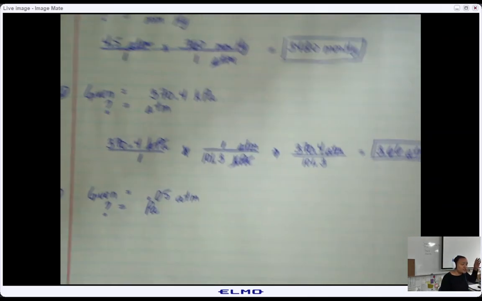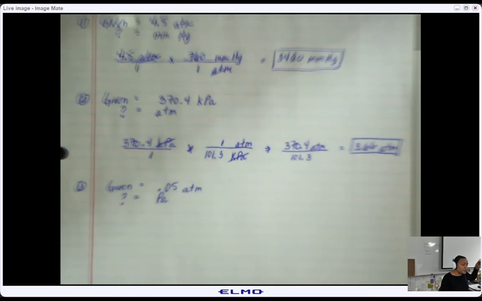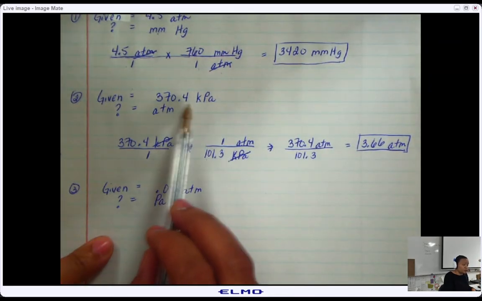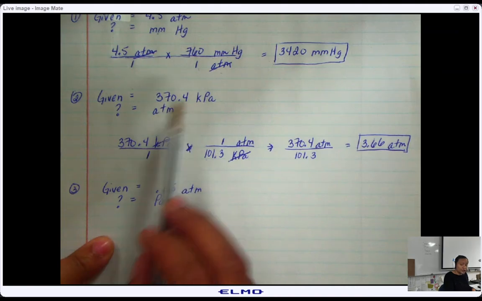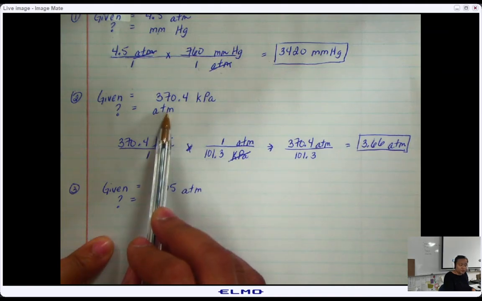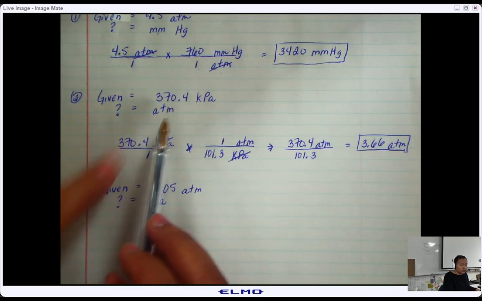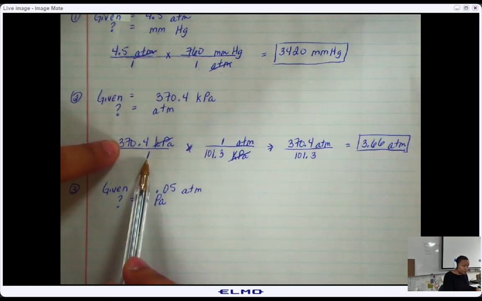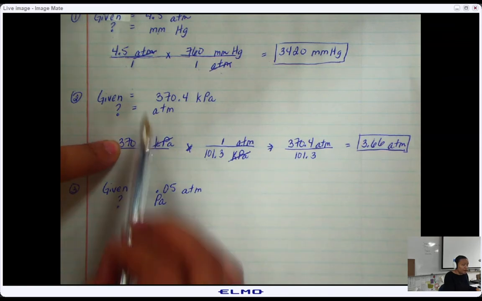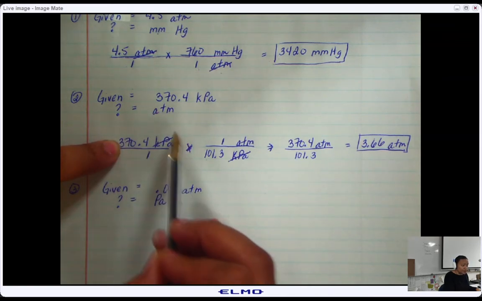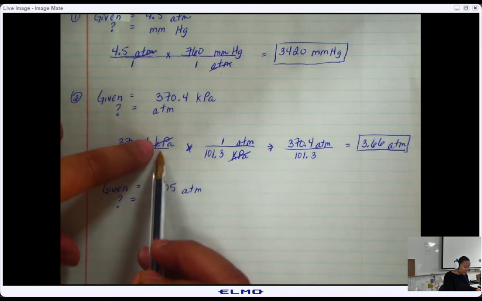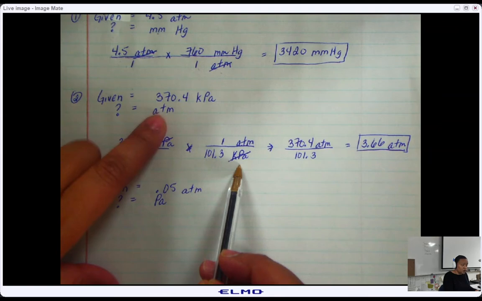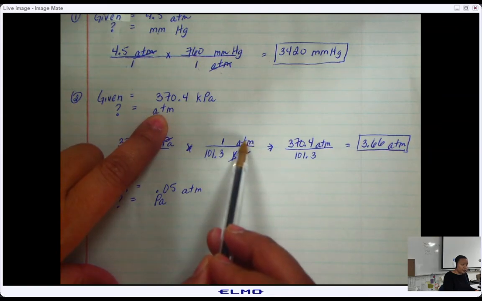So the second one that you had in the video was kilopascals, 370.4 kPa, and you were to convert them to atmospheres. So again, you started with your given, 370.4 kPa over 1, and then we have one conversion factor, one line. We started with kPa, so we put kPa on the bottom. What you are changing it to goes on top, all right?